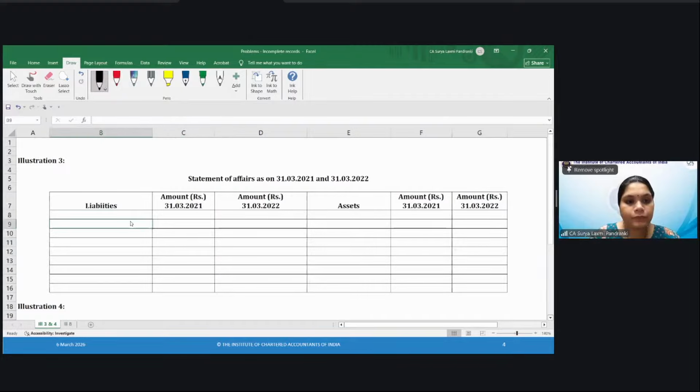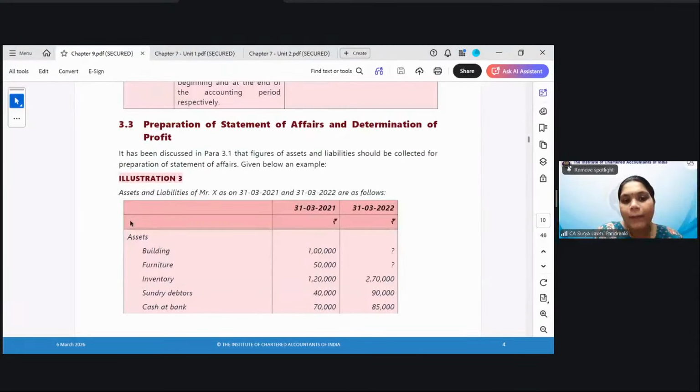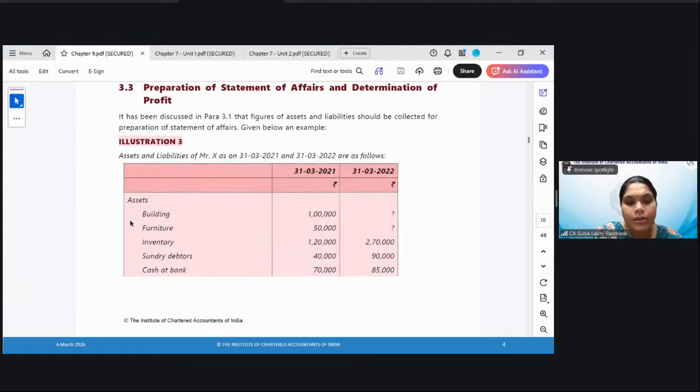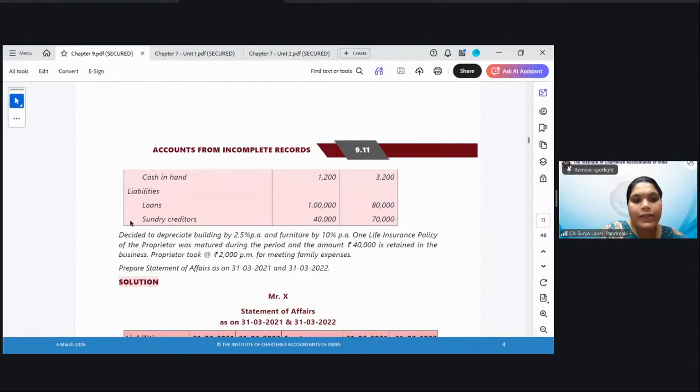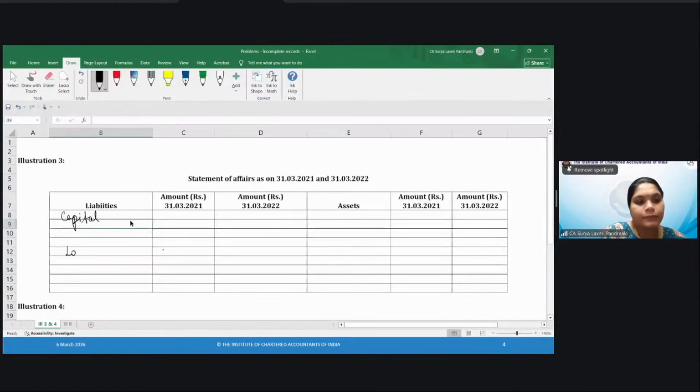Capital, and we have other liabilities also to be taken up, right? So under capital, do we have a capital balance? We don't have, we'll do that. Let us also take other things. We have liabilities, loans, and sundry creditors. Directly picking the values from here, nothing new. Whatever values we have here only, I'm picking it up. 80,000 and 70,000.